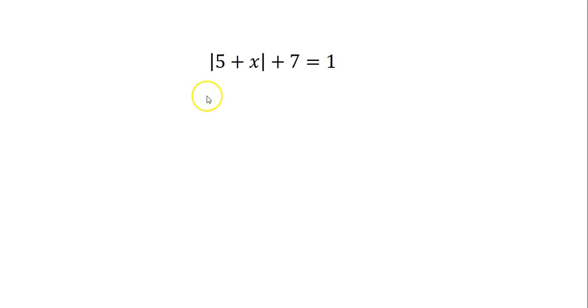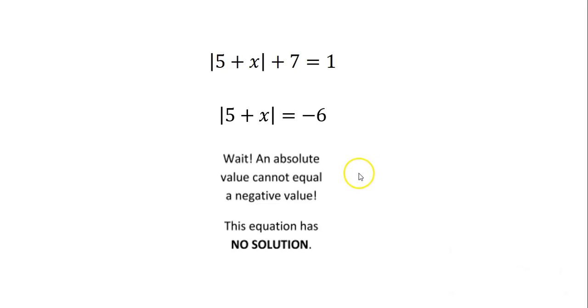Let's try one more. Absolute value of 5 plus x, plus 7, equals 1. Subtract 7 on both sides. You get the absolute value of 5 plus x is equal to -6. Well, we have to ask ourselves, 5 plus what has an absolute value of -6? What can I put in here so that the absolute value is -6?